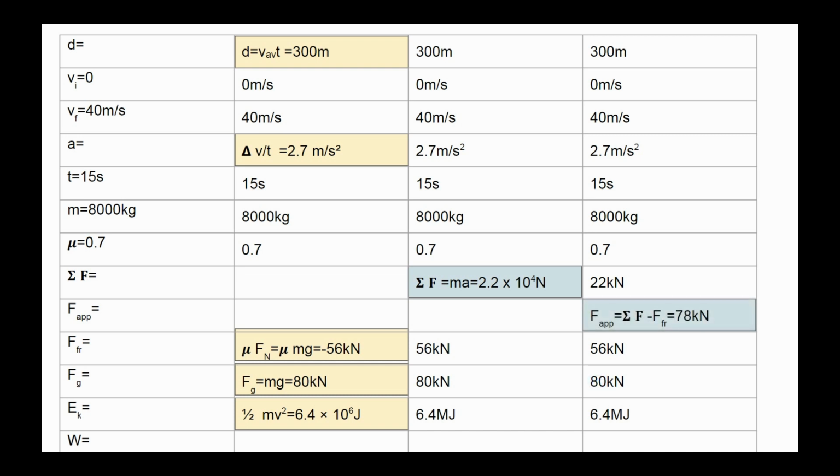The applied force is one of the 2 forces that add up to 22,000 newtons. So the applied force plus the friction force have to leave 22,000 left behind. So we have to add the friction onto the force we need to get a larger applied force. The applied force has to be 78,000 newtons. So when 56,000 newtons come off as friction, we still have 22,000 newtons to accelerate.